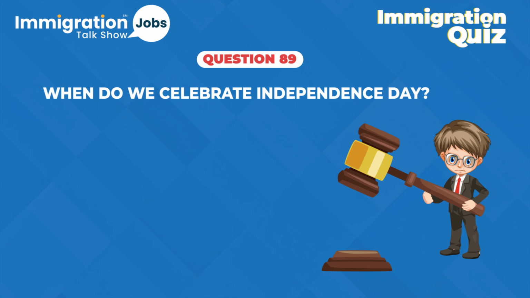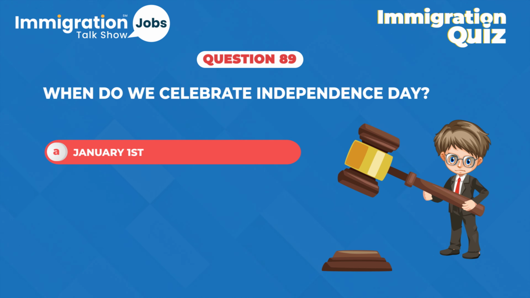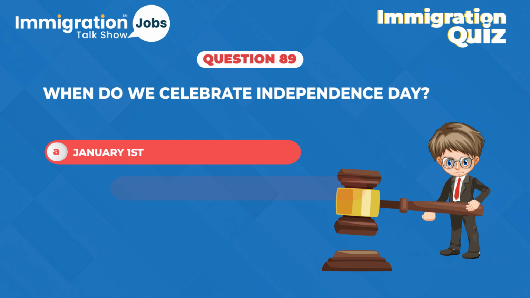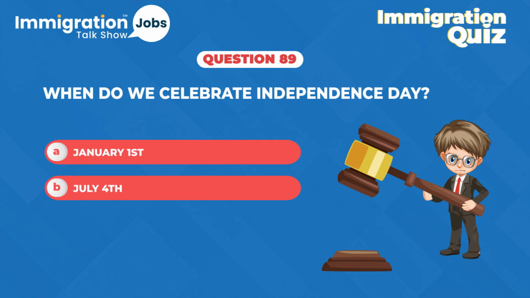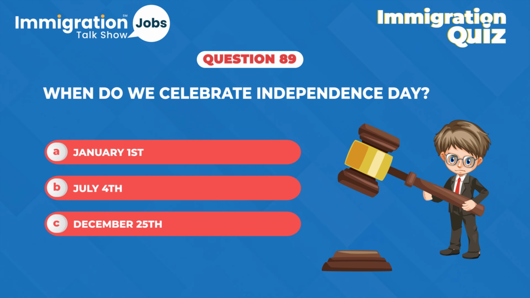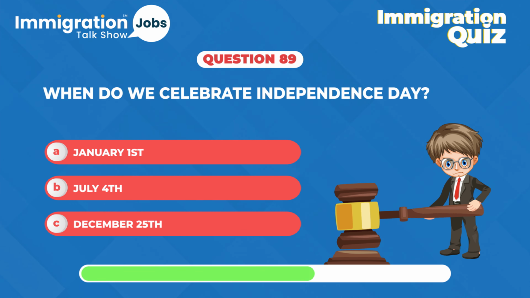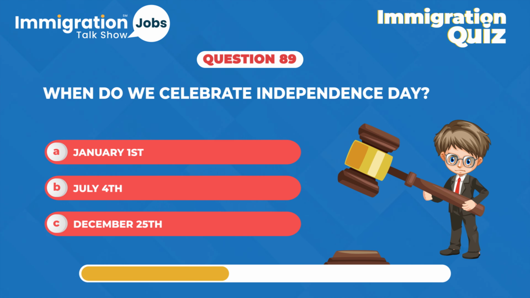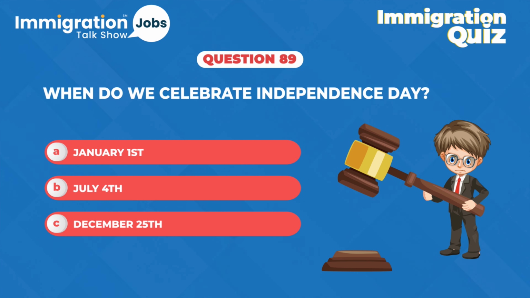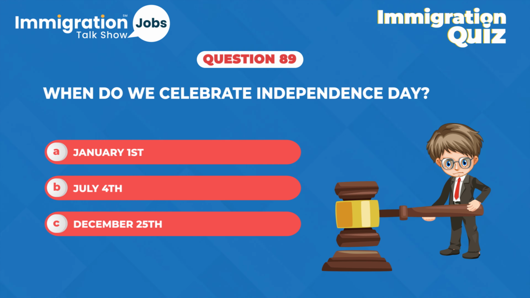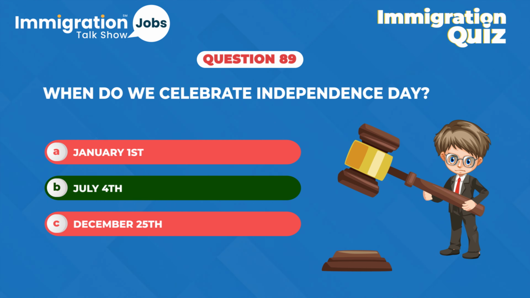When do we celebrate Independence Day? Option A, January 1st. Option B, July 4th. Or option C, December 25th. And the correct answer is option B, July 4th.